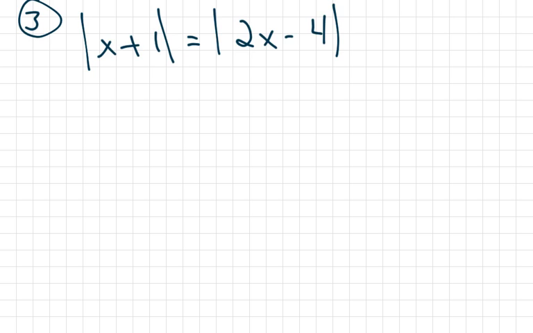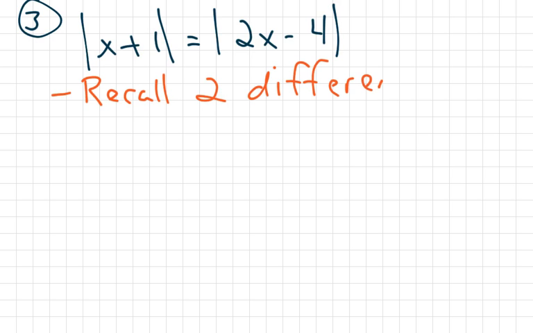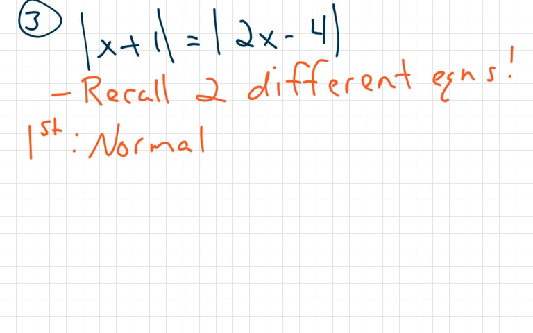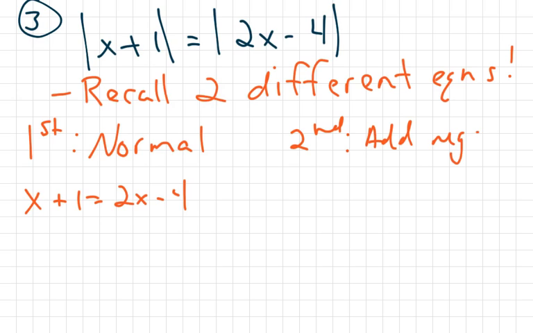But when we were solving absolute value equations, remember that there were 2 different equations that needed to be solved. 2 different equations, I'm just going to call them EQNs. EQN is short for equation. The first equation was what I called normal, where you just drop the brackets: x plus 1 equals 2x minus 4. The second equation was flipped, or add the negative.